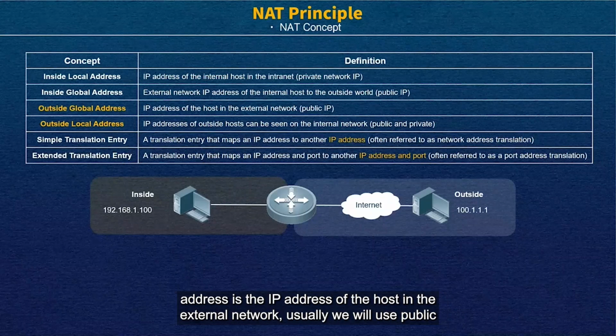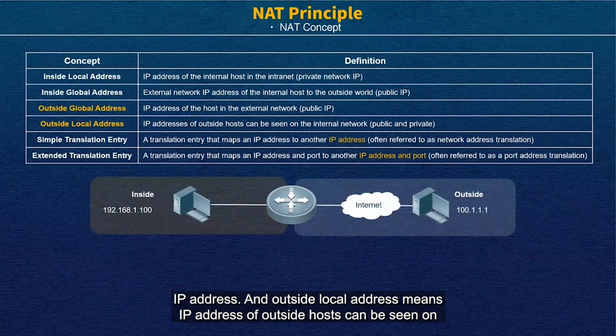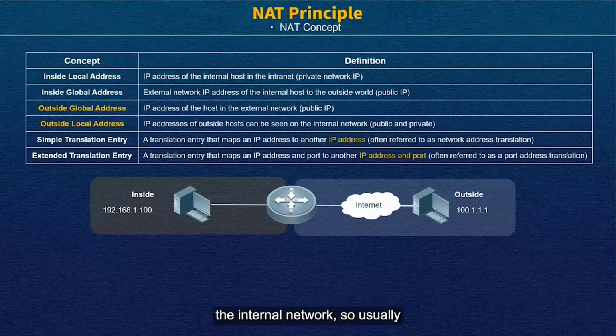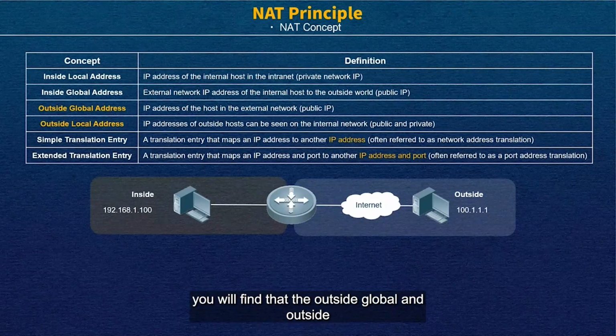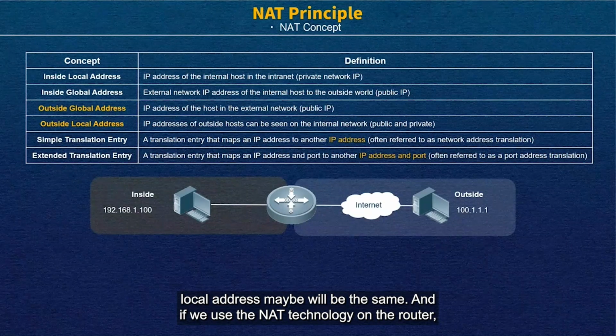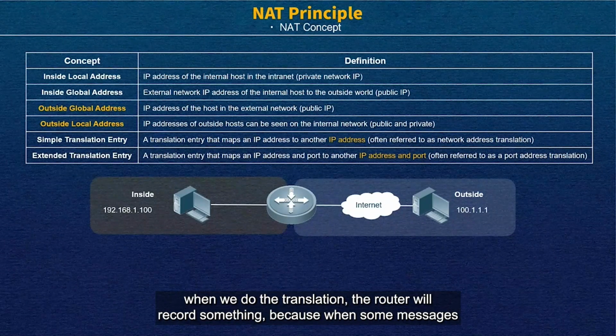The outside global address is the IP address of the host in the external network. Usually we will use a public IP address. And outside local address means the IP address of the outside host as seen in the internal network. So usually you will find the outside global and outside local address maybe will be the same address. And if we use the NAT technology on the router, when we do the translation, the router will record something, because maybe some message comes back.